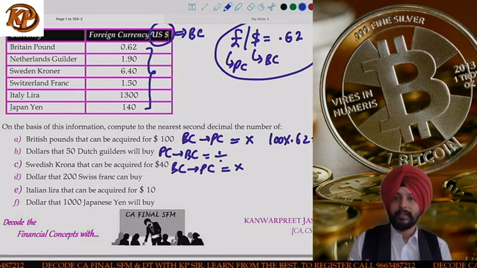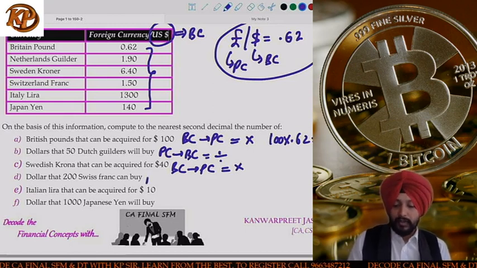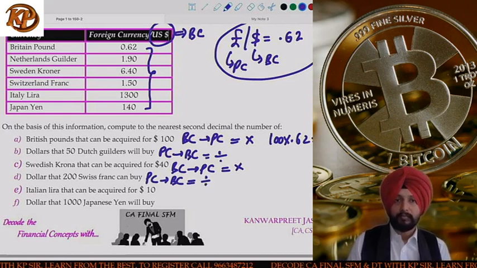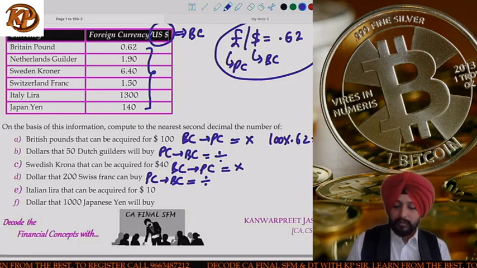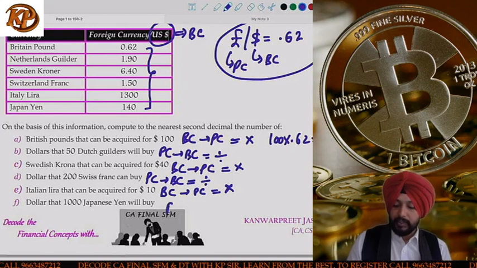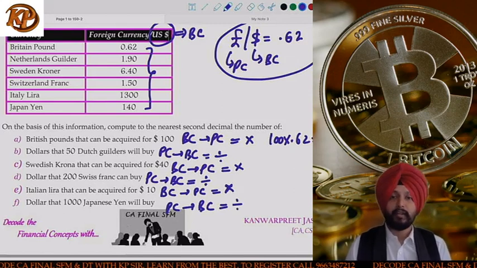Just understand, guys, right now I'll make you write the answer. Dollars that 200 Swiss franc can buy. Swiss franc is the price currency. From price currency, if we go to the base currency, we divide. Italian lira that can be acquired for $10. Dollar is given, which is base currency. From base currency to price currency, if we go, we will multiply. And last is Japanese yen, which is price currency. From Japanese yen to dollars, price currency to base currency, is again divide.